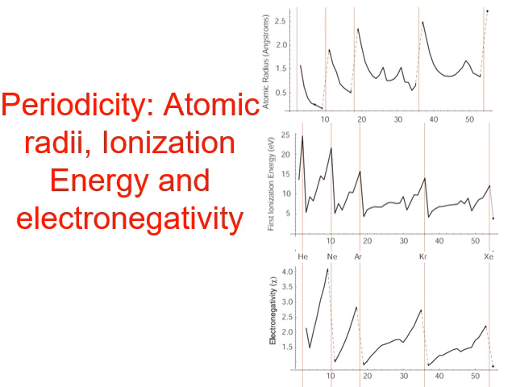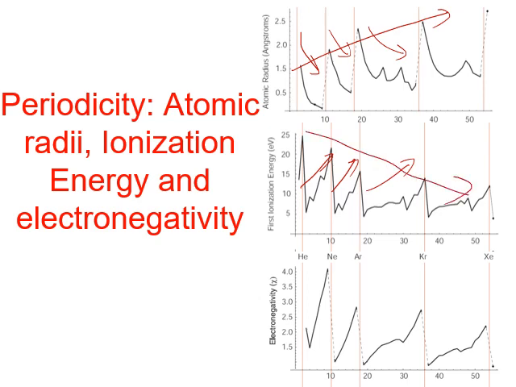Here is the summary of periodicity. The atomic radii decrease from left to right across the period and increase down a group. The consequence is the ionization energy increases from left to right across the period and decreases down a group. The trend for electronegativity is the same as the ionization energy.